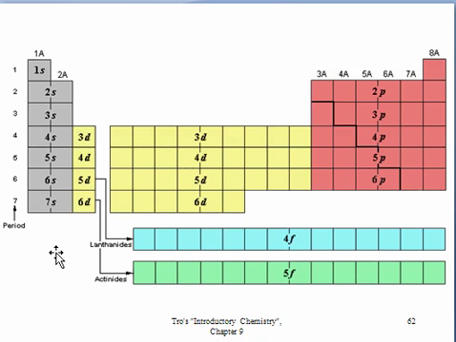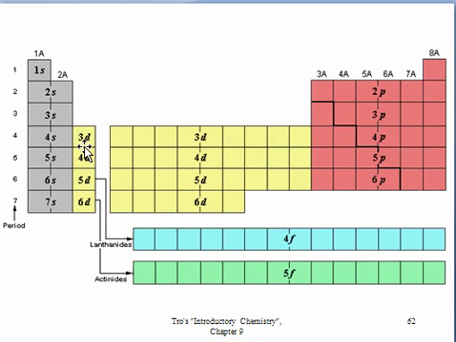The P subshell can hold 6 electrons. 1, 2, 3, 4, 5, 6. This block right here represents the P block. Now let me just say that helium only has 2 electrons. It really should not be this color. It should be gray. It's part of the S. So the P doesn't start until the second energy level, which is the second period.